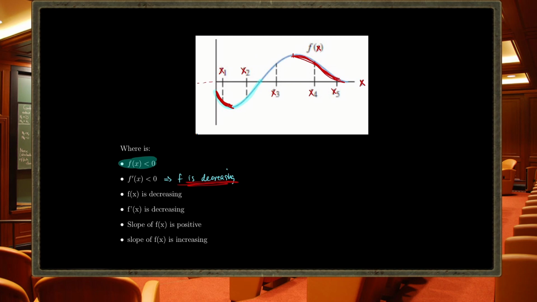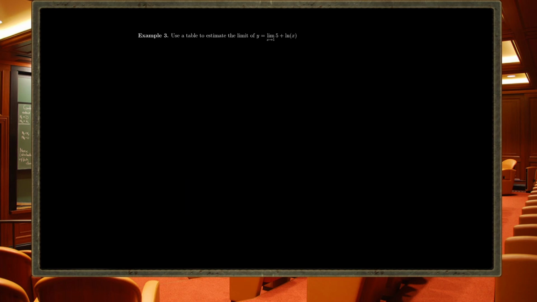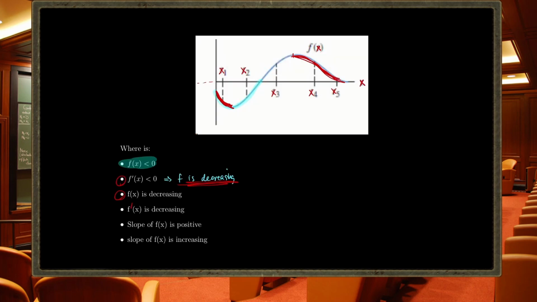And so these are interchangeable, right? Here and here, these are the same sets of intervals. And then it's asking, where is f prime decreasing? So again, f prime is the slope. And so this is really asking about the second derivative.